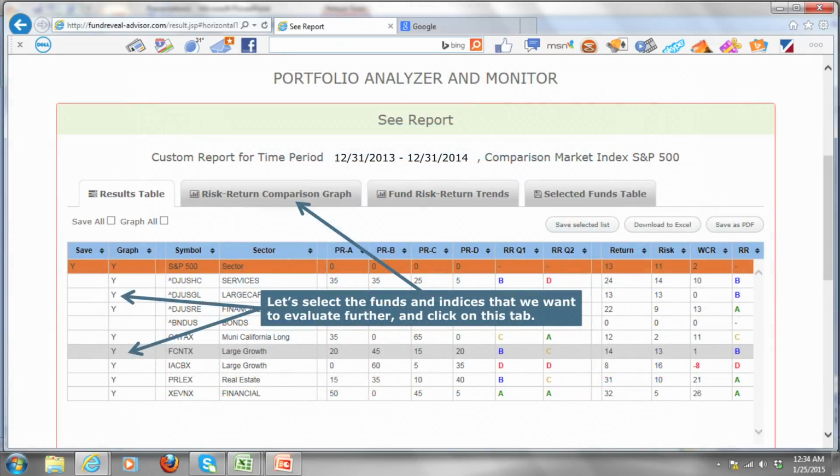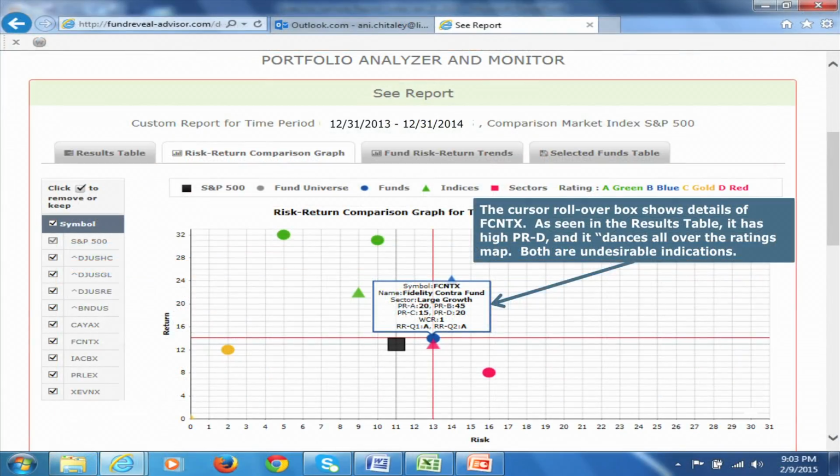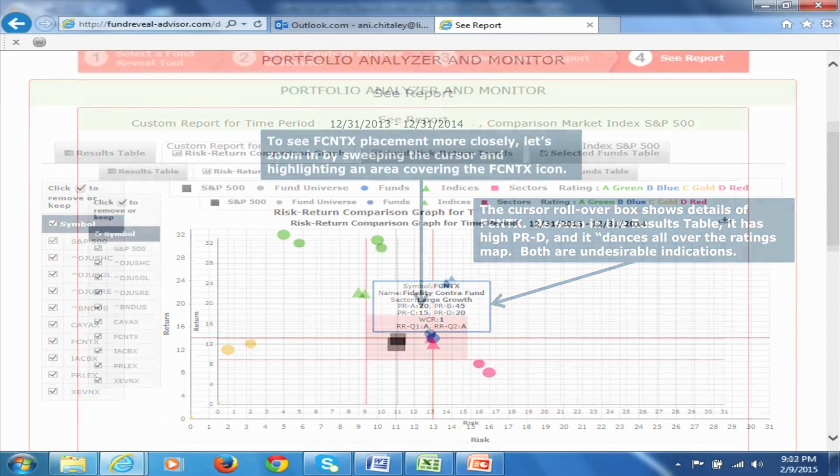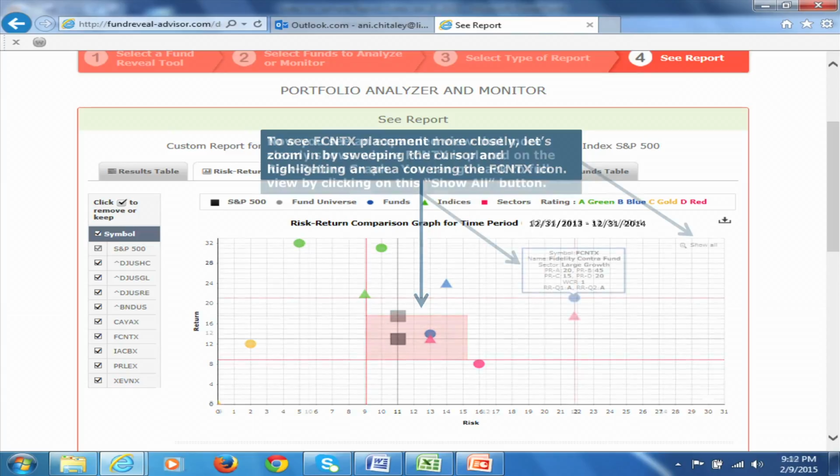Let's select the funds and indices that we want to evaluate further and click on this tab. The cursor rollover box shows details of FCNTX. As seen in the results table, it has high PRD, and it dances all over the ratings map. Both are undesirable indications. To see FCNTX placement more closely, let's zoom in by sweeping the cursor and highlighting an area covering the FCNTX icon.